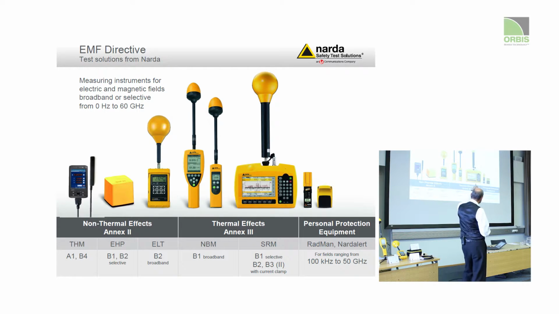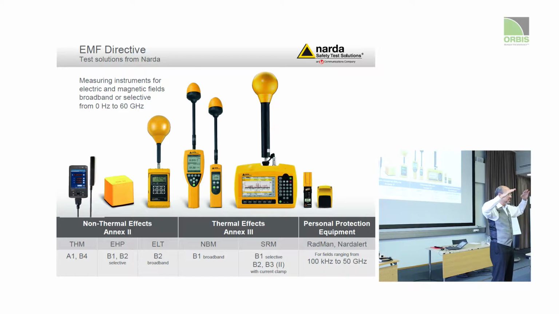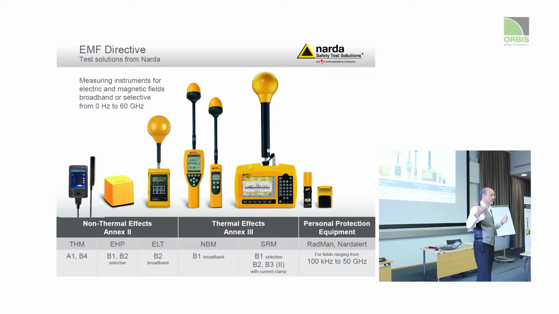Then the spectrum analyzers with broadband antennas to allow for selective measurements in the range from 9 kilohertz to 6 gigahertz. And on the right hand, personal protection equipment, which is alarming you in the range from 100 kilohertz up to almost 100 gigahertz, 50 gigahertz up to 100 gigahertz. Depends on the curves. Of course, you don't have steep curves. All these filters have always a certain steepness. So it depends how you define 50 gigahertz.